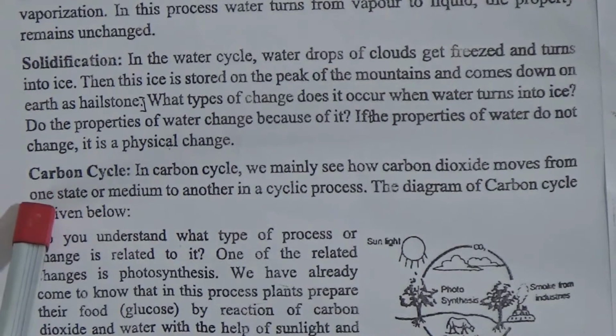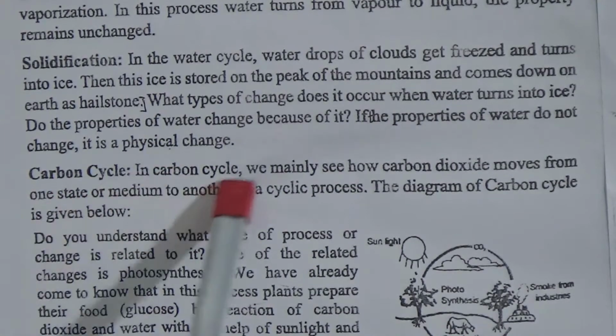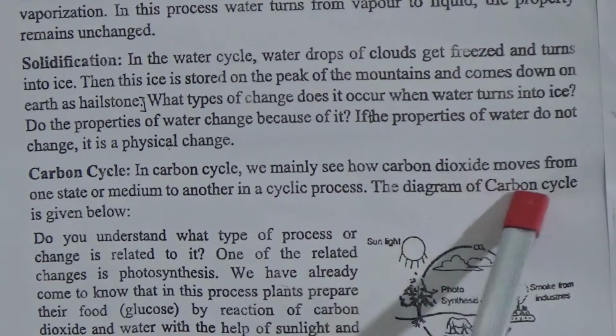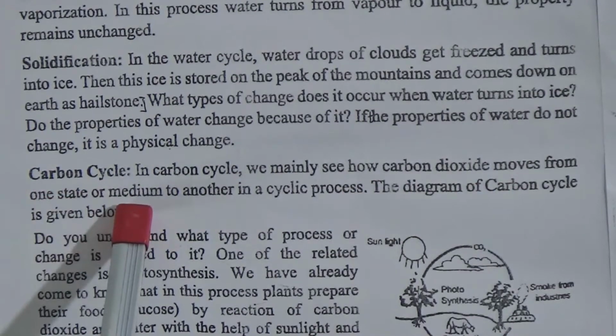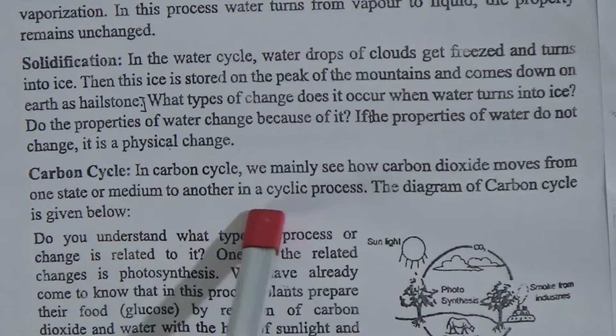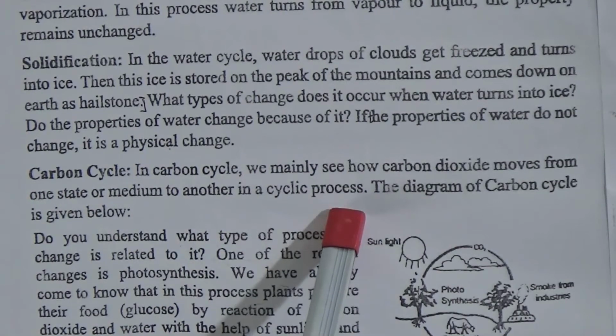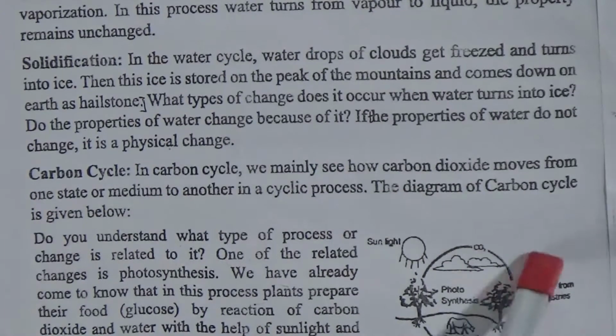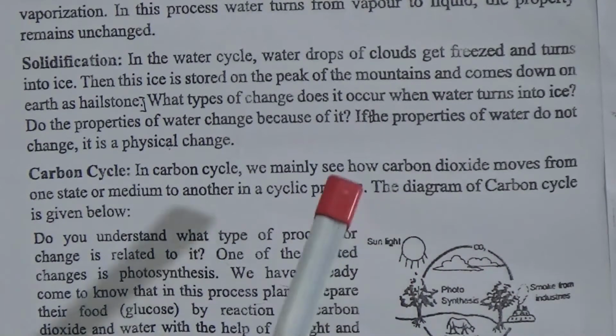Now carbon cycle. In the carbon cycle, we mainly see how carbon dioxide moves from one state or medium to another in a cyclic process. The diagram of the carbon cycle is given below. Here is the diagram.